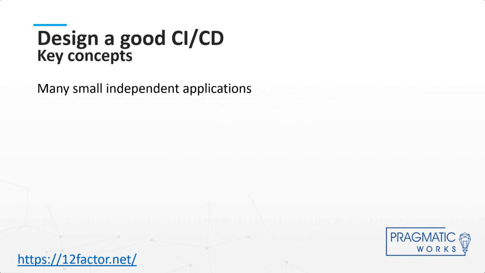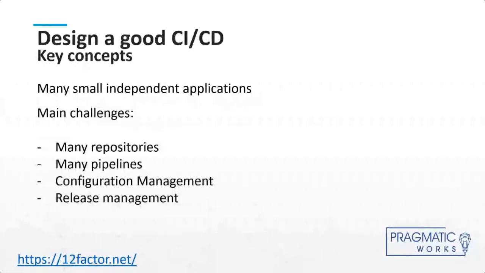Distributed cloud applications means many small independent applications on the backend side. And the main challenges are many repositories. You need to maintain about 12 or 20 or even 100 repositories for your solution. You should maintain many pipelines, and it can raise a lot of effort for you. You need to have a look at configuration management. And of course, the most important part is release management. I will share my way of resolving all these challenges.